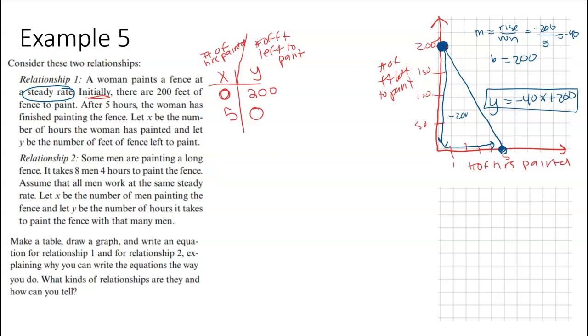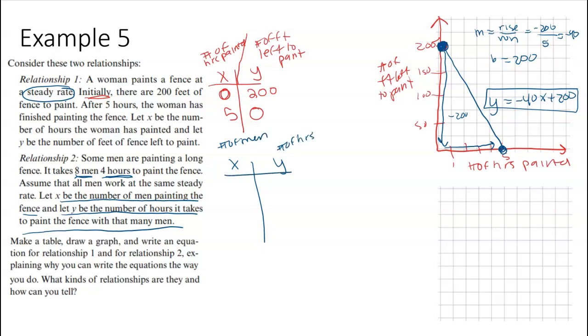All right, and then let's look at relationship 2. Some men are painting a long fence. It takes 8 men 4 hours to paint the fence. Assume that all men work at the same steady rate. Let x be the number of men painting the fence, and let y be the number of hours it takes to paint the fence with that many men. So x is the number of men, and y is the number of hours with that many men.